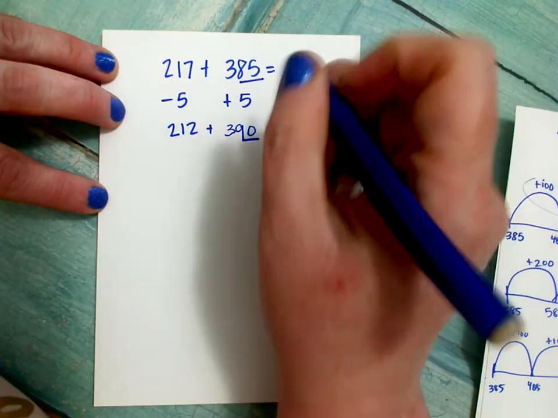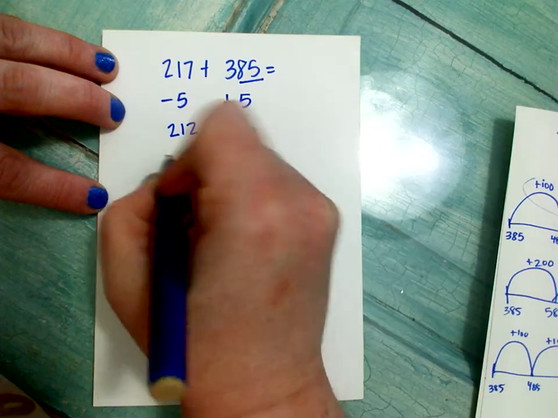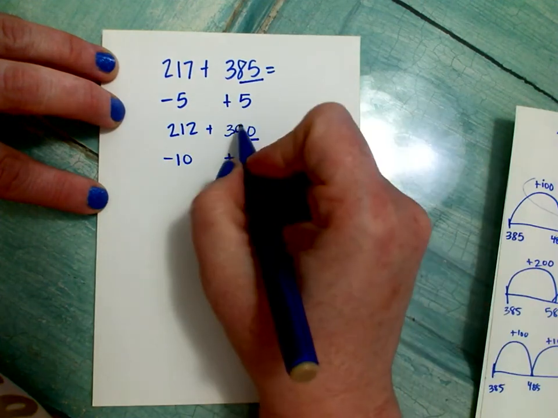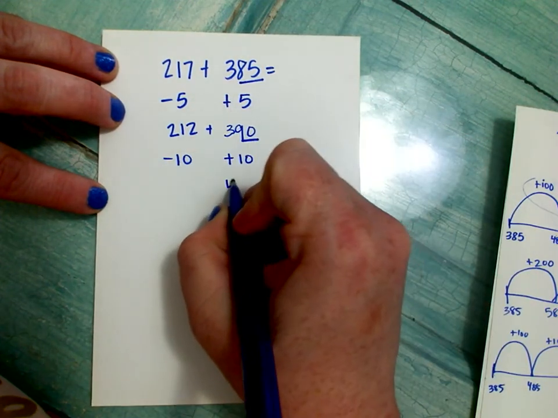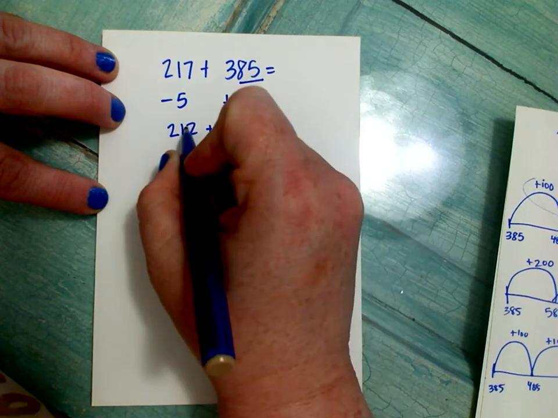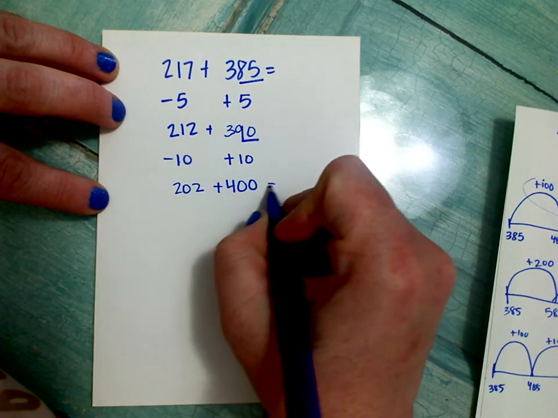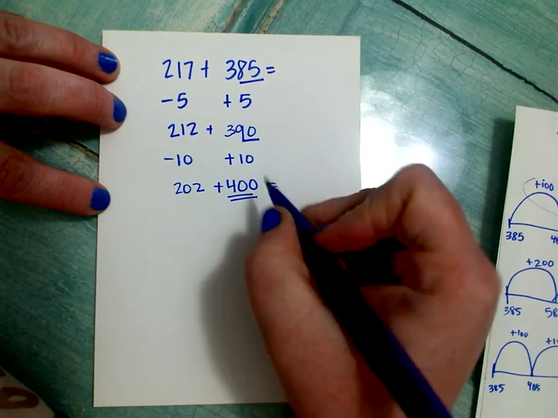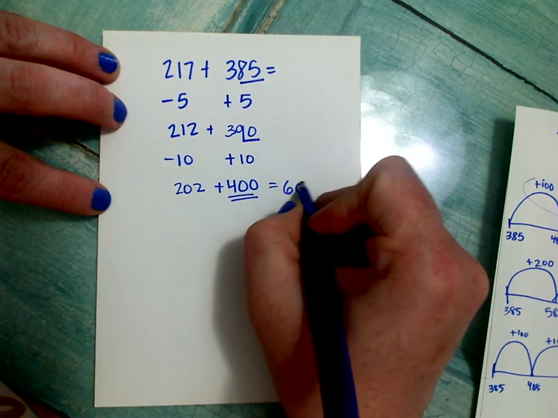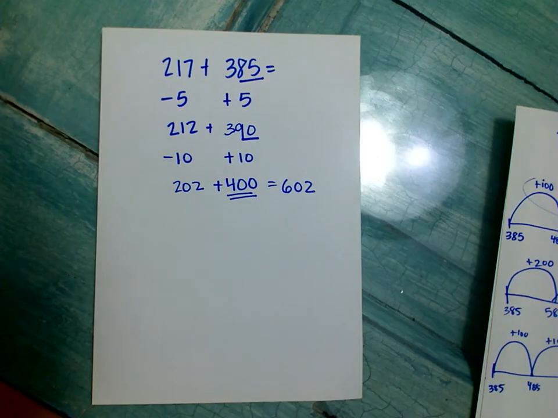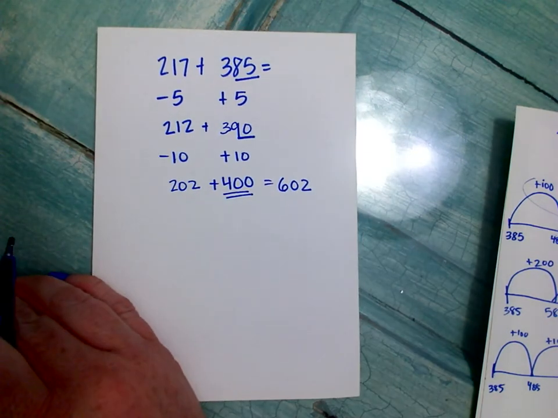And then I would say, oh, 90. If I add 10 to 90, that would be 400. So I'm going to take away 10. If I take away 10 from 212, that's 202. So my answer, and see now right here, I'm adding only hundreds, is 602. So that's compensation addition.